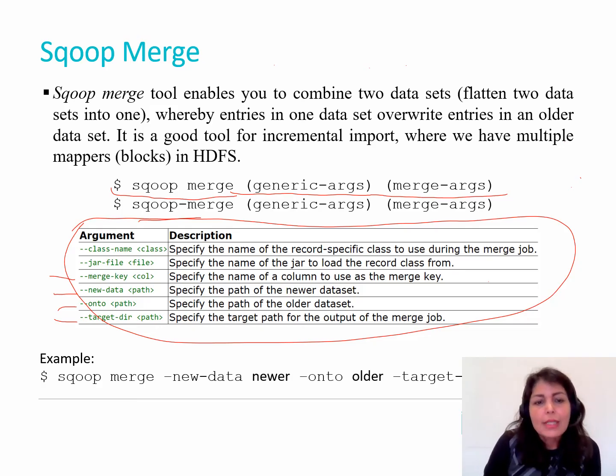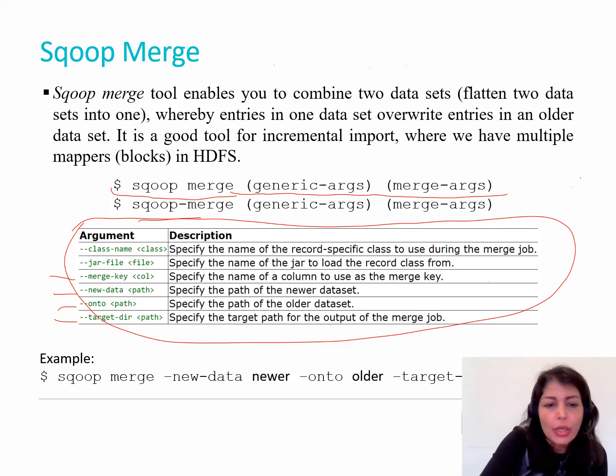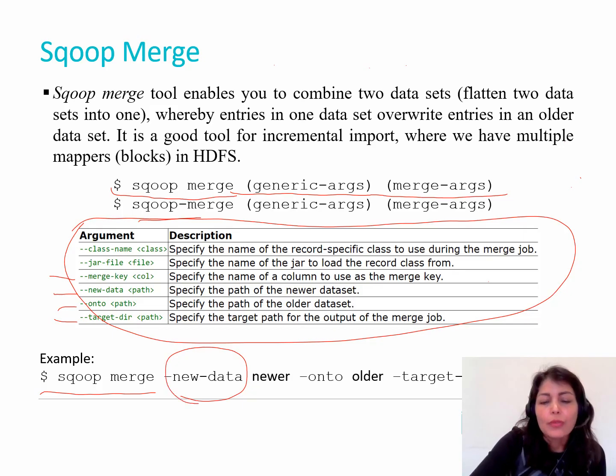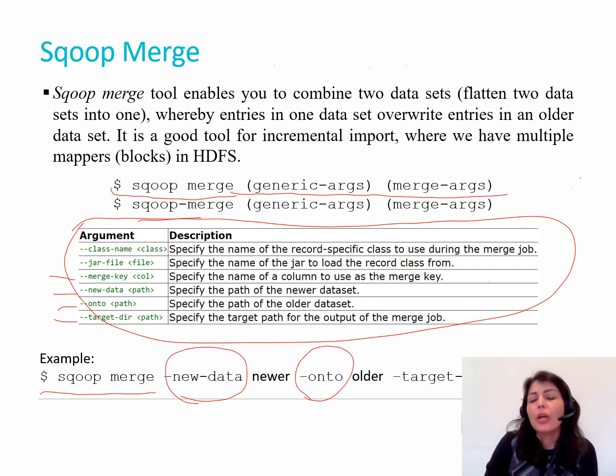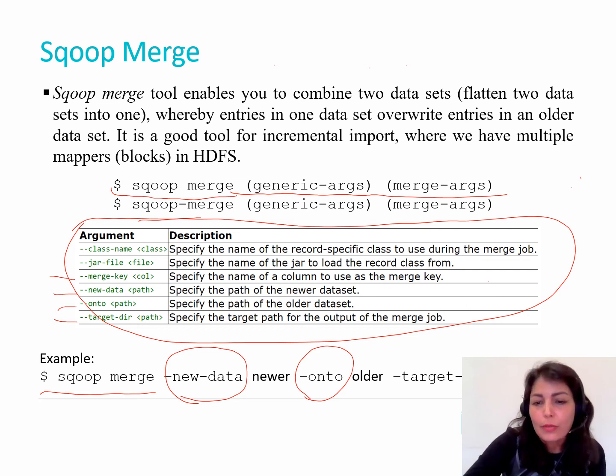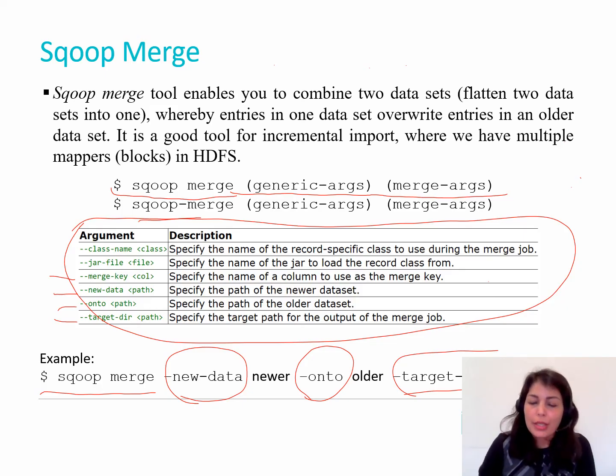So here you can see a simple example. As you can see, we will write a Sqoop merge, and here you have to replace it with the directory of the newer dataset, and this would be the directory of the older dataset, and of course this should be the directory of the final dataset. This is just the general information about the Sqoop merge.